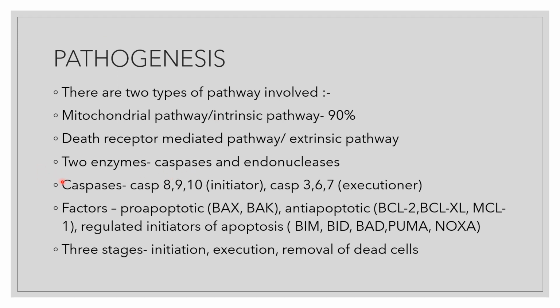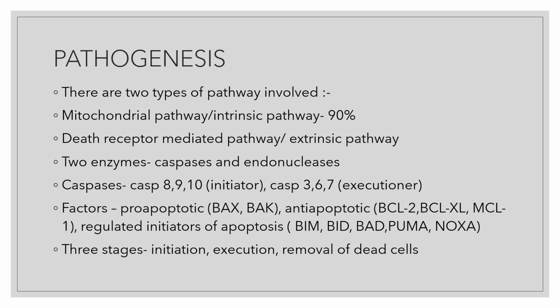In caspases, if you see properly over here, C stands for cysteine and ASP stands for aspartic acid. So what happens is this cysteine causes a cleavage right after the aspartic acid. They are of two types, one is the initiator and the other is the executioner. The caspases that come under initiator are caspase 8, 9 and 10, while the executioner caspases are caspase 3, 6 and 7.